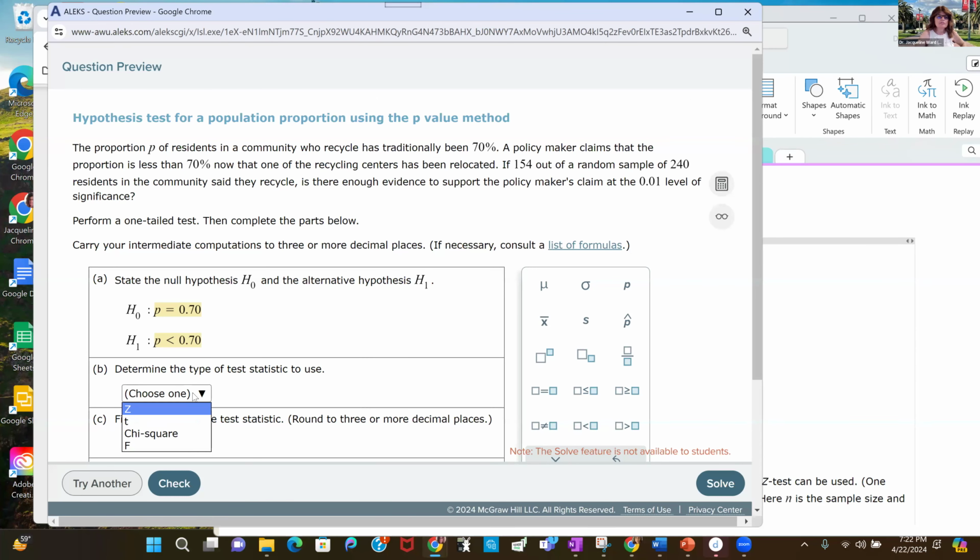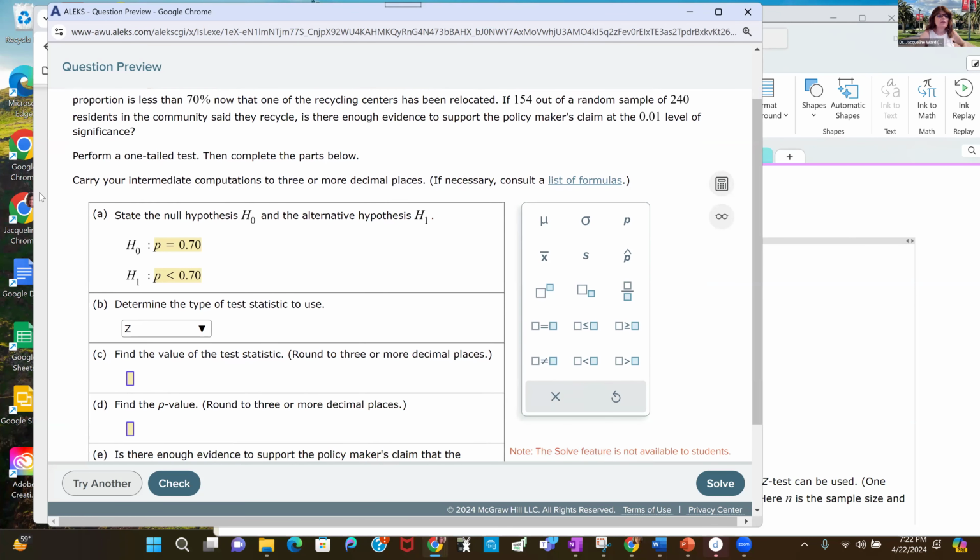These are all going to be z-tests as long as the n times p and the n times 1 minus p works. And then we're going to calculate that z-test statistic.